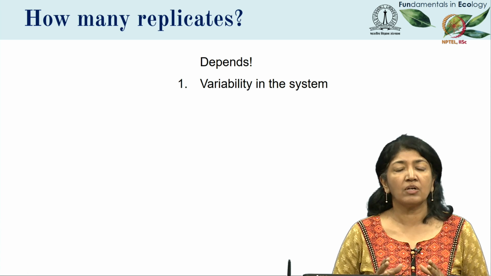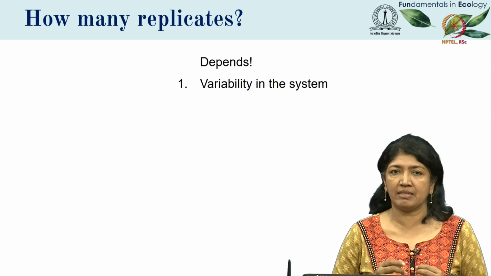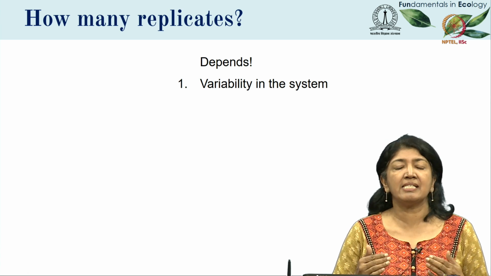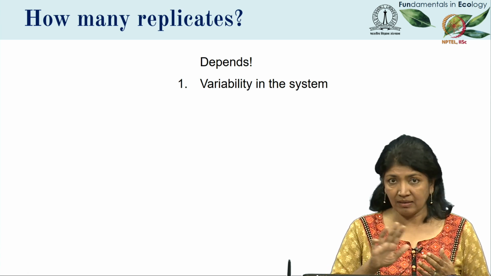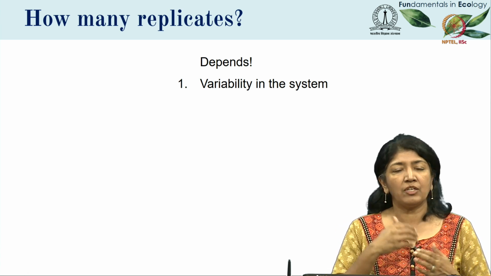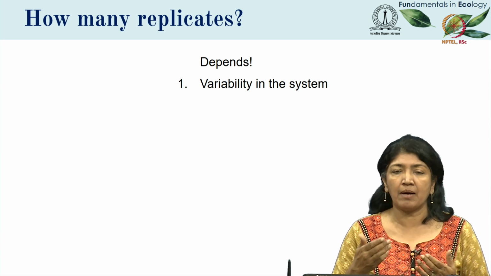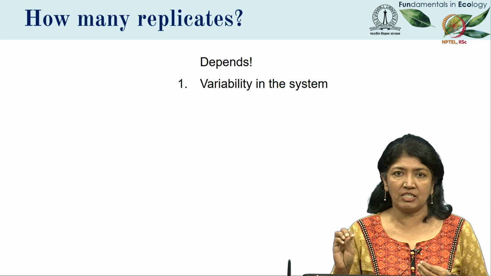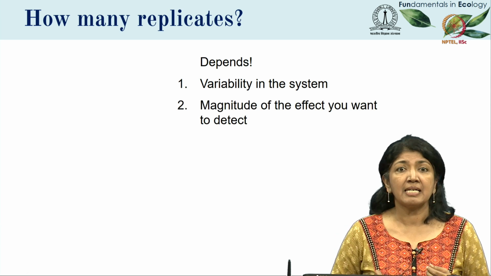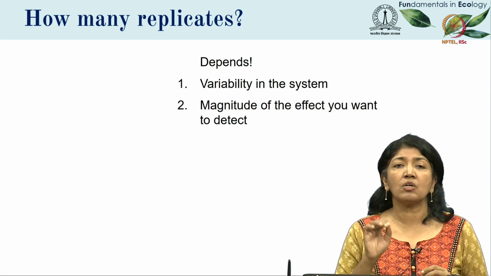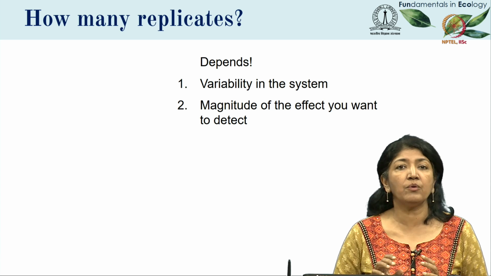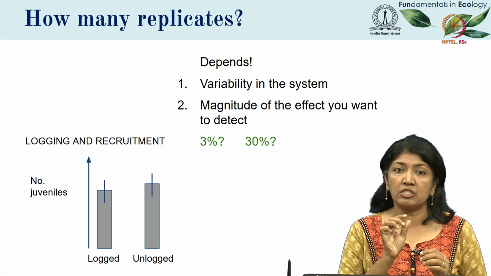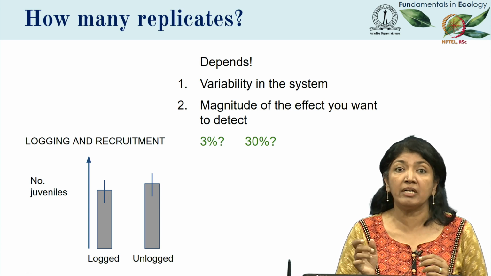First, it depends on the variability in your system. If there is a lot of variability, then you need a larger sample size so that you can cover this variability and you get a representative sample, and so you can generalize from sample to population. Sample size also depends on the magnitude of the effect you want to detect. That is, do you want to detect a difference of 3% or a difference of 30%?